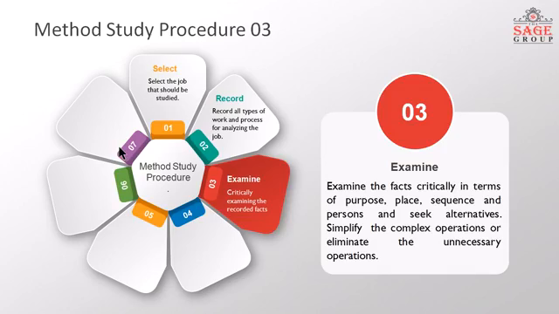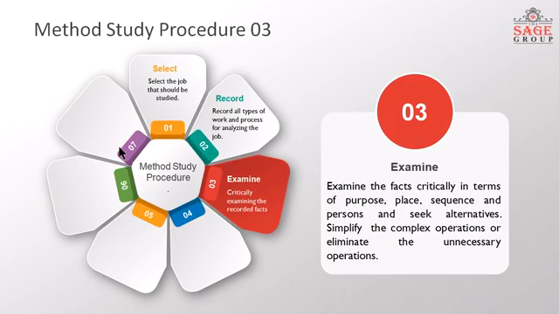Third one is examine. We have to examine the facts that we have recorded, critically. During examination, we have to examine the facts critically in terms of purpose, place, sequence, and person, and try to seek some alternatives. We have to simplify complex operations, and unwanted operations that are not needed, we have to eliminate them.